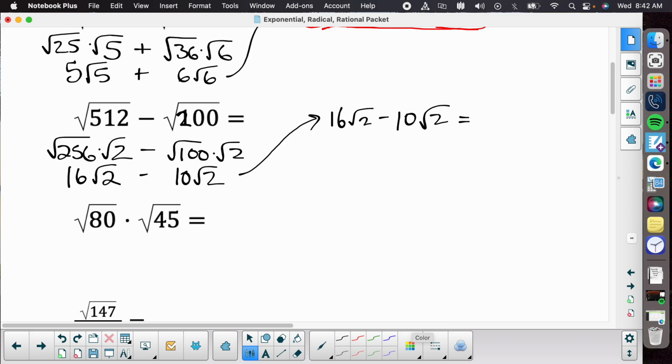Two minus 10 square root of 2. Perfect. So then, what's 16 minus 10? 6. So the answer is 6 root 2. If they have the same square root, you can put them together. If they don't, then you leave them apart, like the first example. Okay, now, that's for adding and subtracting.